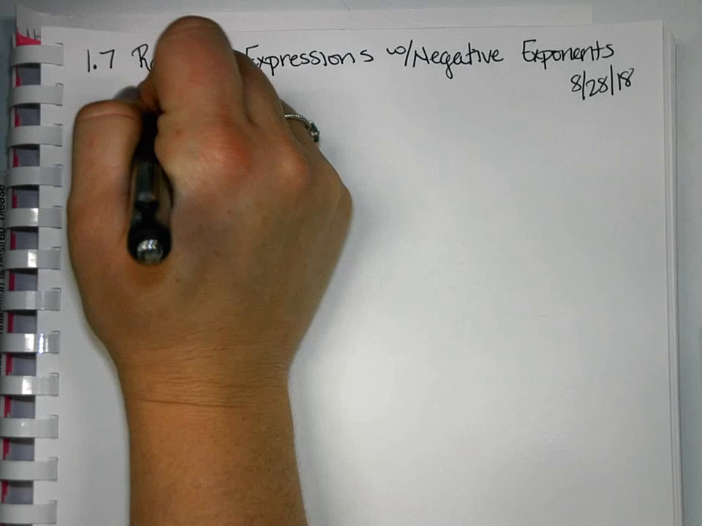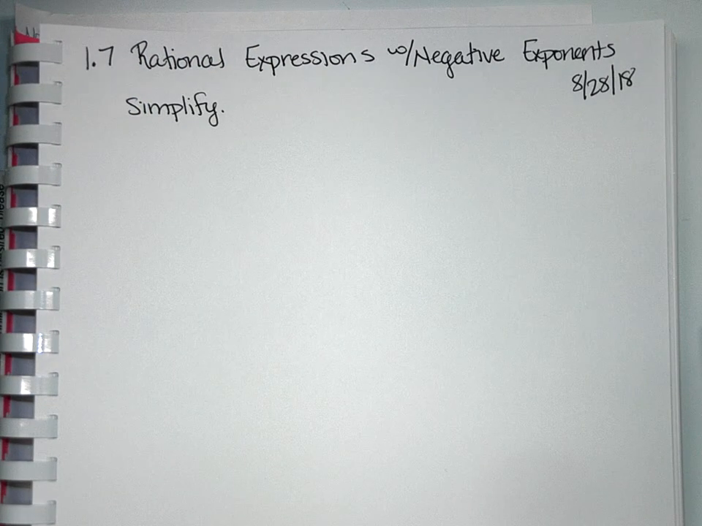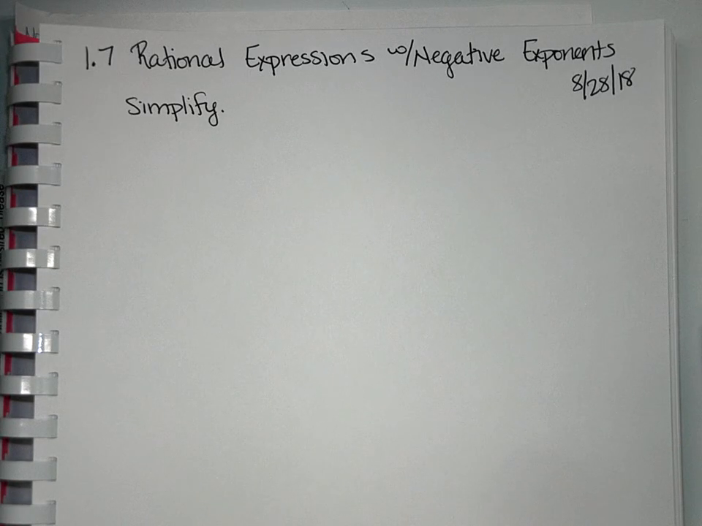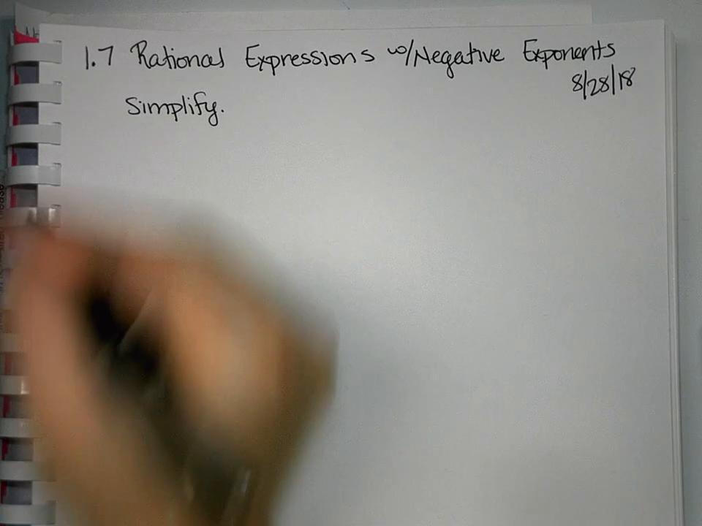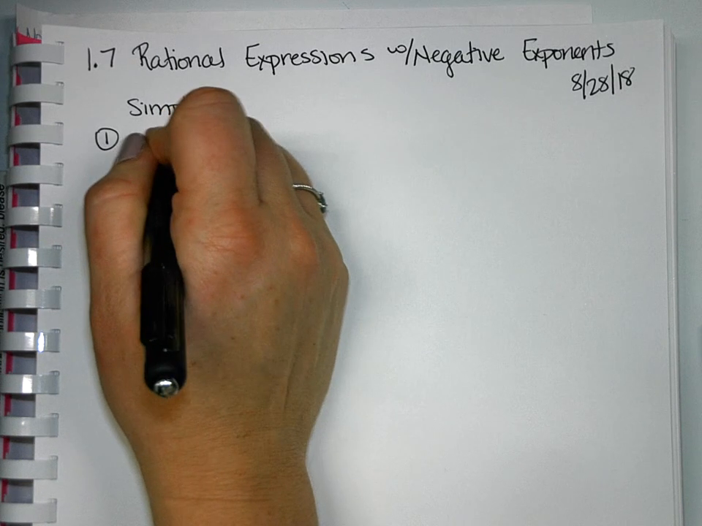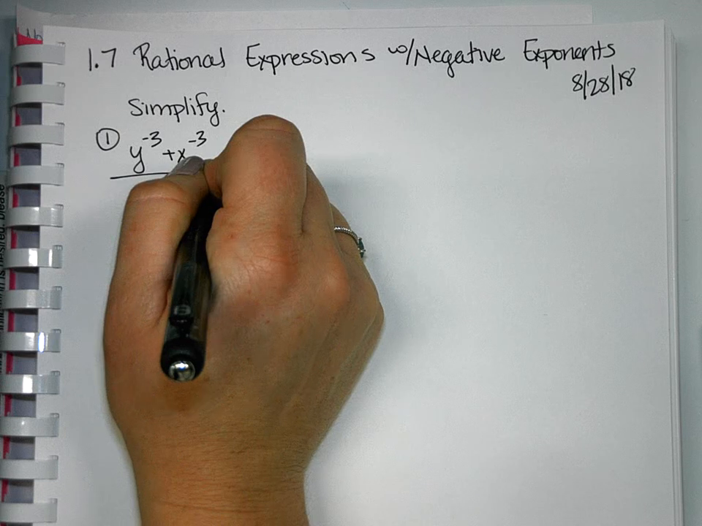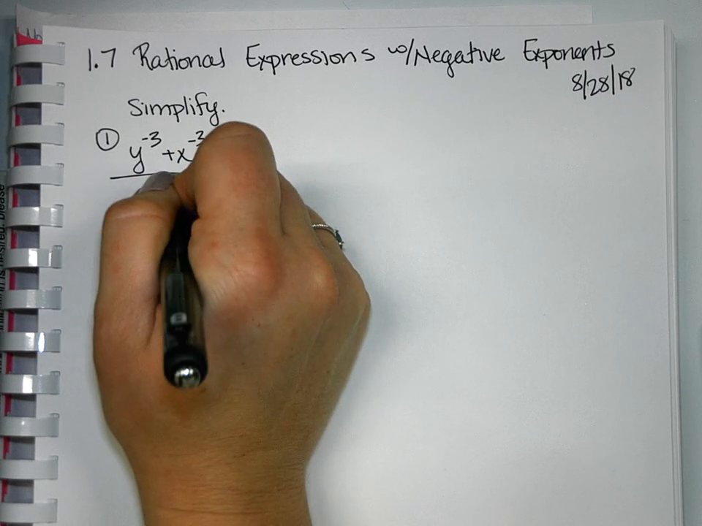So our directions are going to still be the same. We're still just simplifying these expressions. So we're going to go through 4 examples of how we might try to simplify these. So our first example, y to the negative 3 plus x to the negative 3 over y plus x.